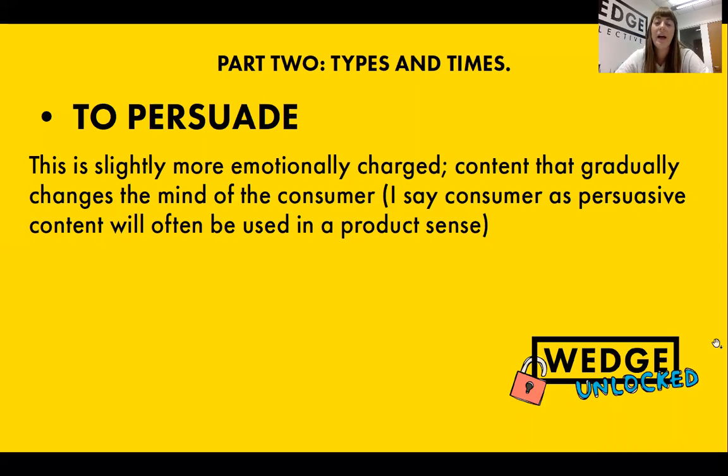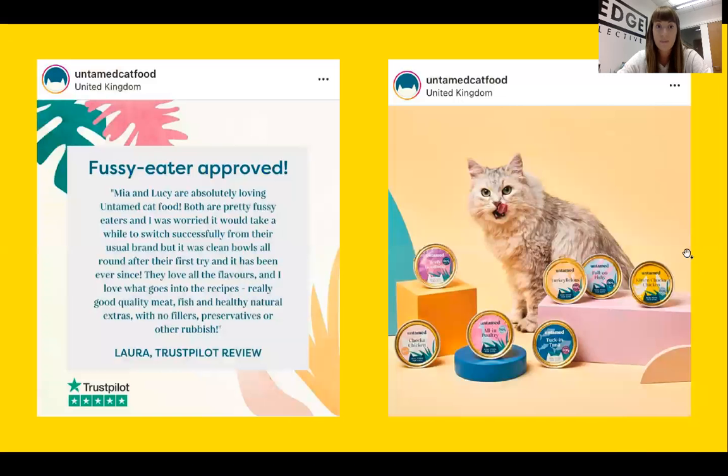And then this one, the third one, to persuade. This type of content is slightly more emotionally charged. It's content that gradually changes the mind of the consumer. When we say consumer, persuasive content will often be used in a product sense, but obviously it could be in a service sense or anything like that. So have a look at the examples here.